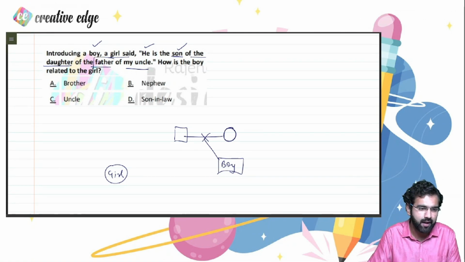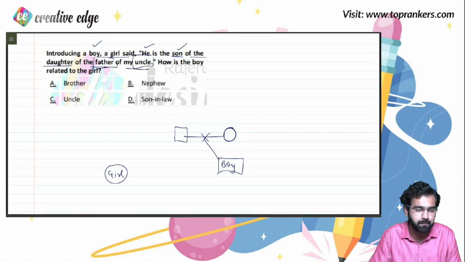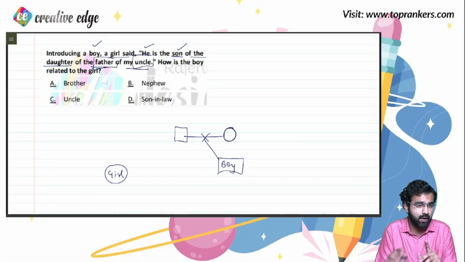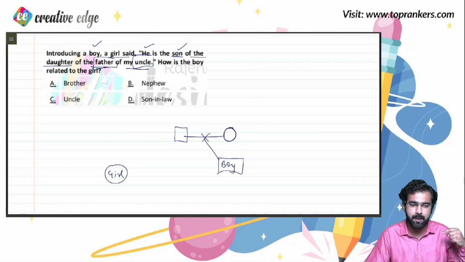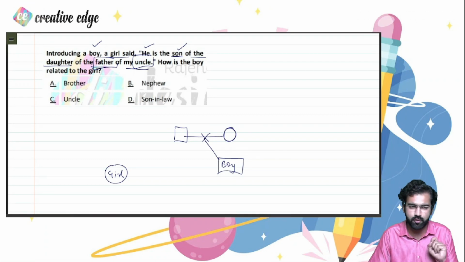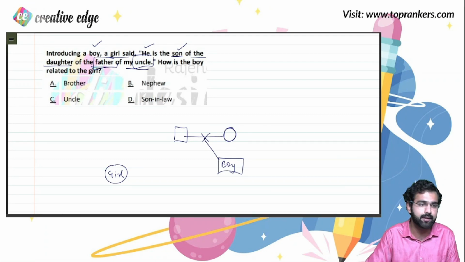So this father of my uncle is no one but what? This is clearly my grandfather. So what are we told? That इस लड़की के grandfather की बेटी का लड़का is this boy. I hope you are able to understand. If you again got confused, let me re-explain that part. He, which means the boy, is a son. So this is a son of a daughter.